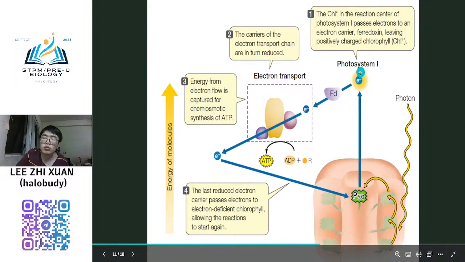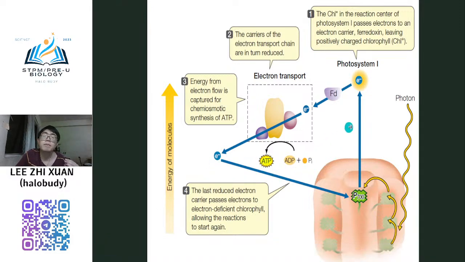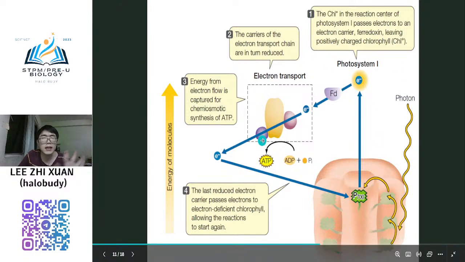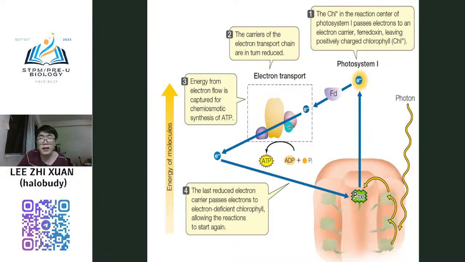Once it goes here and then back to the electron transport chain, and then back to P700, it means that the electron here does not have a finish line. If you go to the PS2 non-cyclic one, it has the finish line. The final electron acceptor is NADP reductase. But for this one, it does not have a final electron acceptor. The electron is recycled again and again.